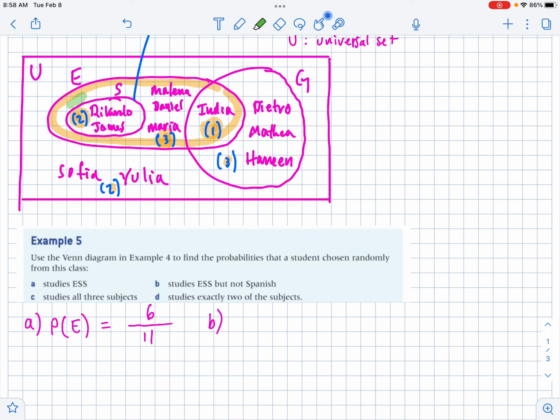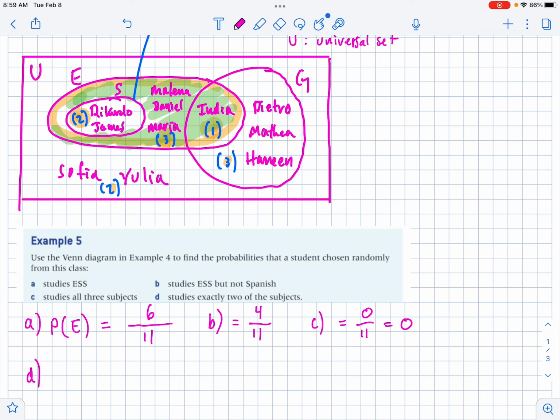So just outside of here would be 4 people: Melina, Daniel, Maria, and India. So it would be 4 out of 11. Part C, studies all 3 subjects. Well, there's nobody that studies all 3 subjects, because there are only 2 people in Spanish, and those people in Spanish don't study geography. So this is 0 out of 11, which we can just say is 0.